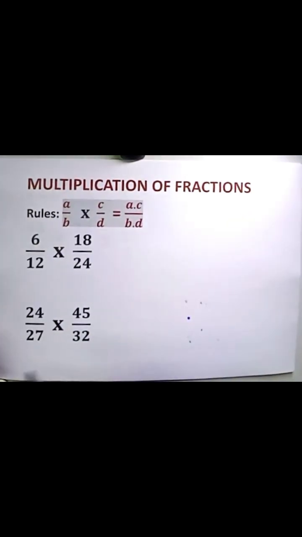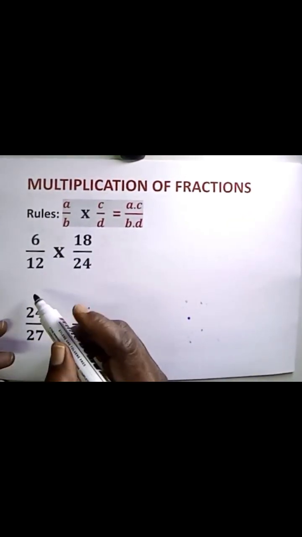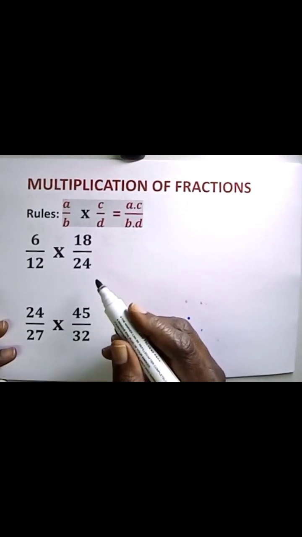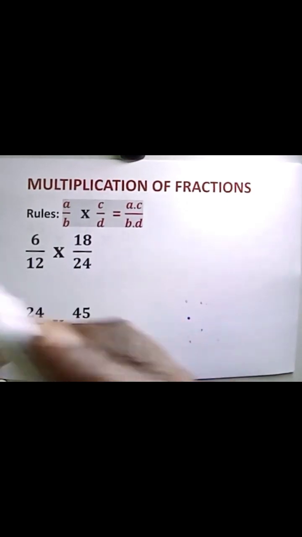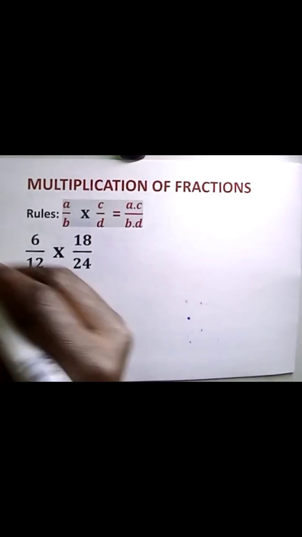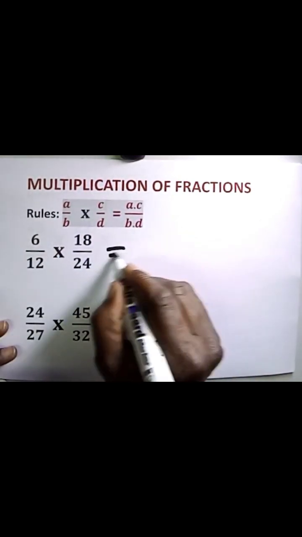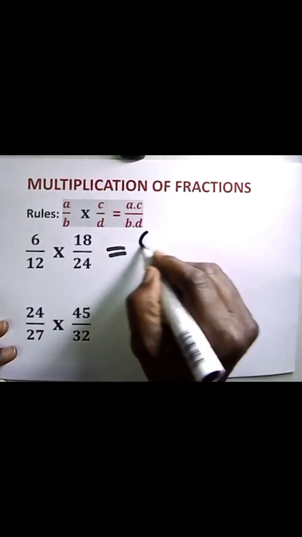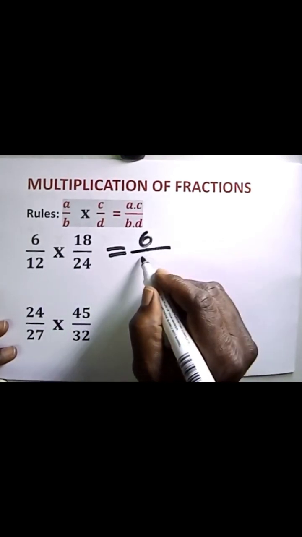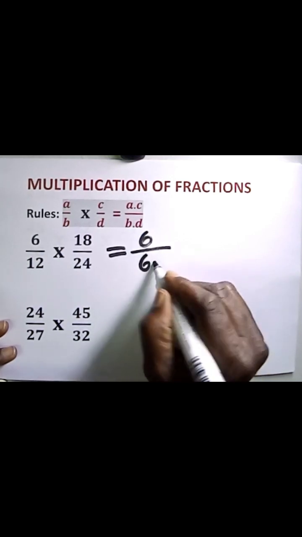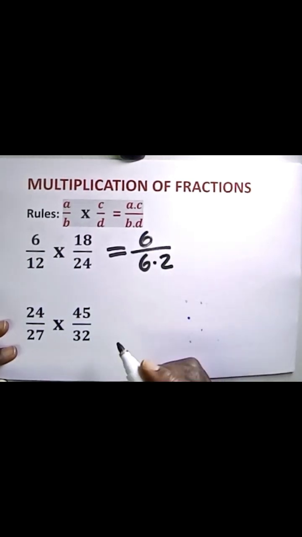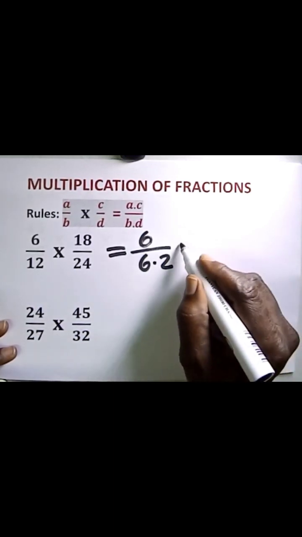Next example we want to look at here is this fraction, 6 over 12 times 18 over 12. Let's apply the second method that we used for the last example. I can write it as 6, 12 is the same thing as 6 times 2. You agree with me? Yes.